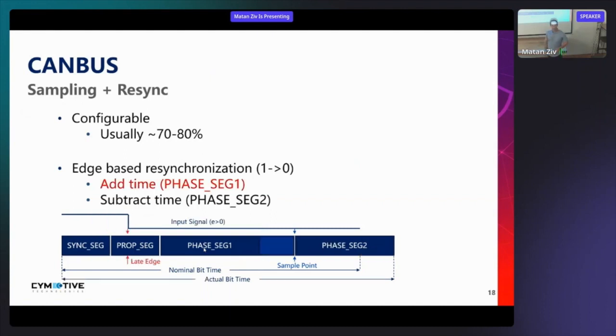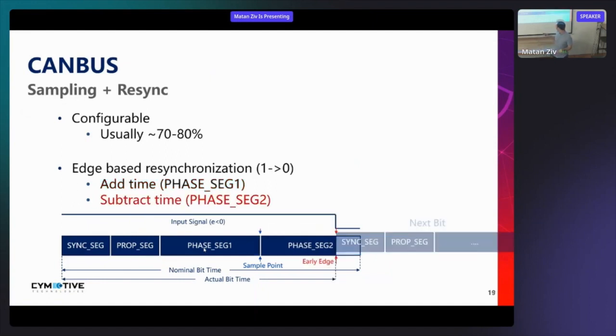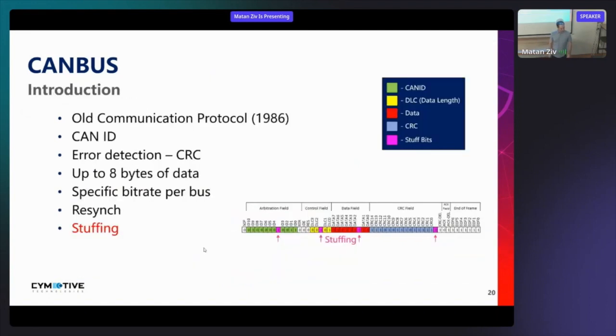Now, what happens when an edge arrives late is that our receiving node will see that the edge was received late. It can calculate the time between the expected edge and the actual incoming edge, add that to seg1, and cause the sample point to now be synchronized. On the other hand, if an edge arrives early, then seg2 can be shortened, causing the next sample point to be earlier. So this will allow two different components to be synchronized every time an edge arrives.